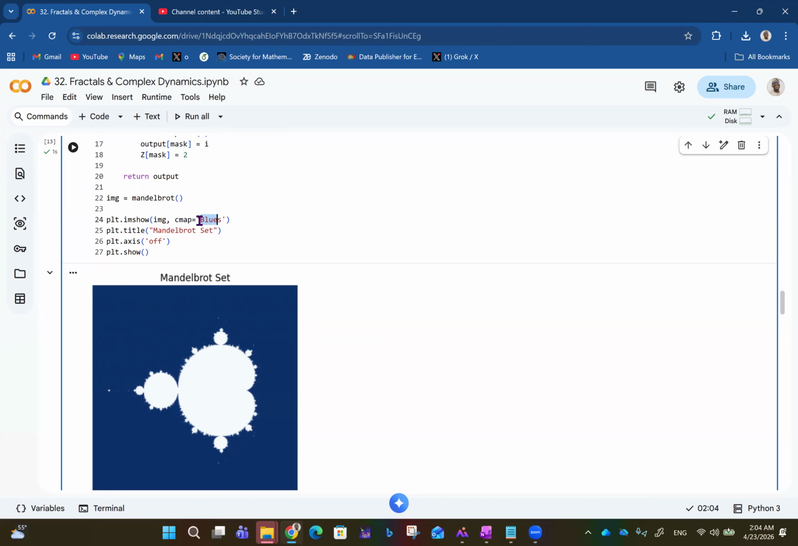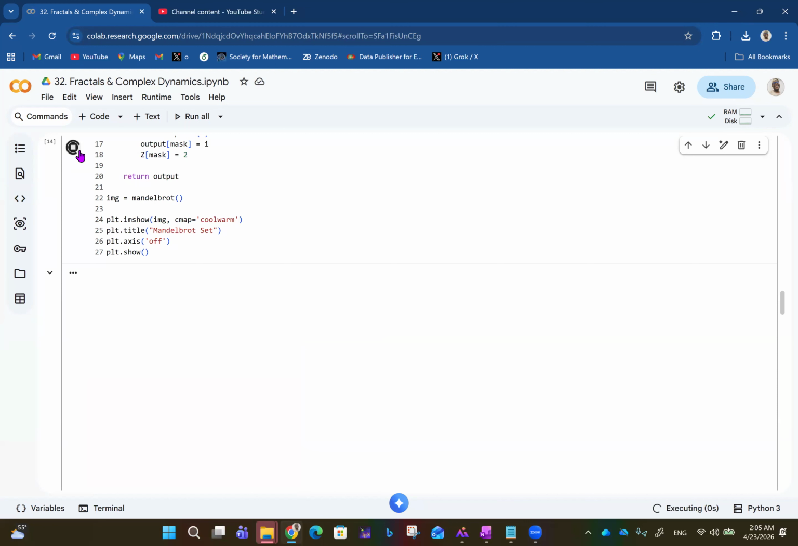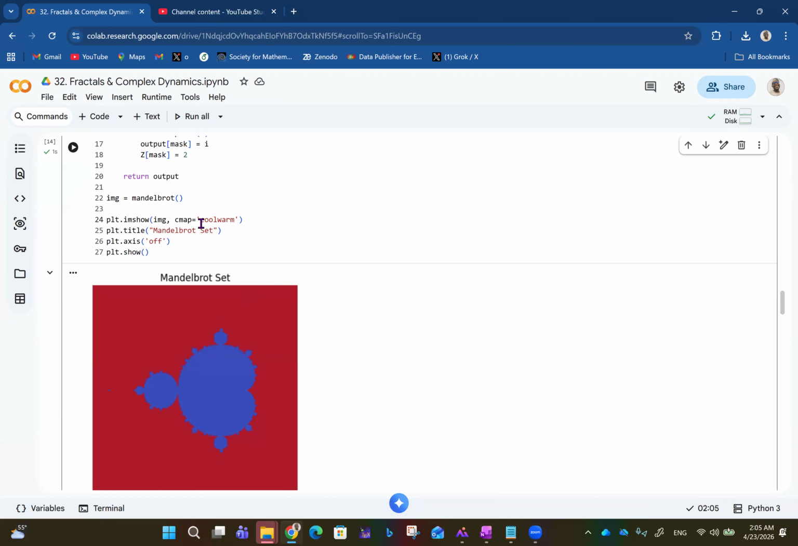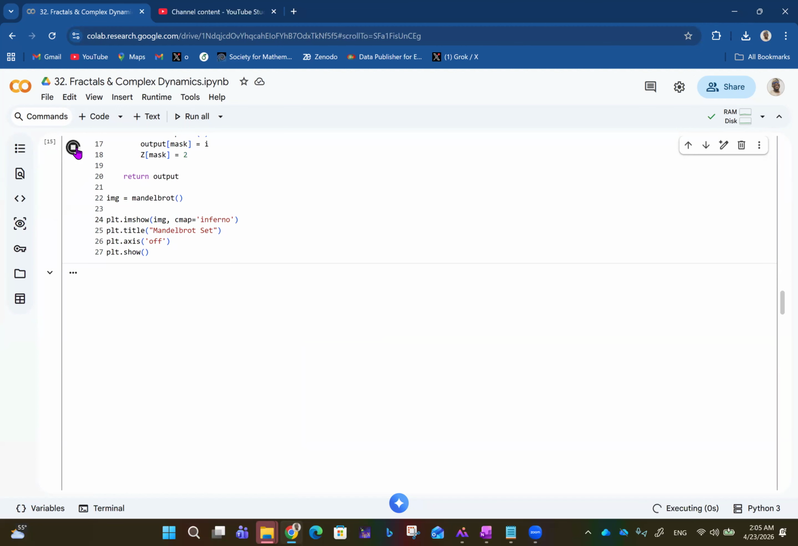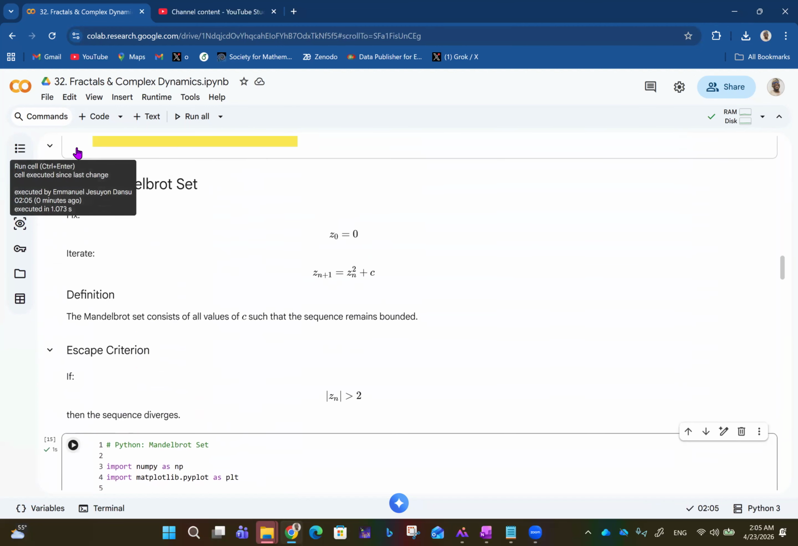Then let's do cool warm. I think this is going to throw up an error. I think big C should be small c, I believe. Yeah, this is cool warm. So let me go back to, okay, what about inferno? Okay, this is what Inferno looks like.